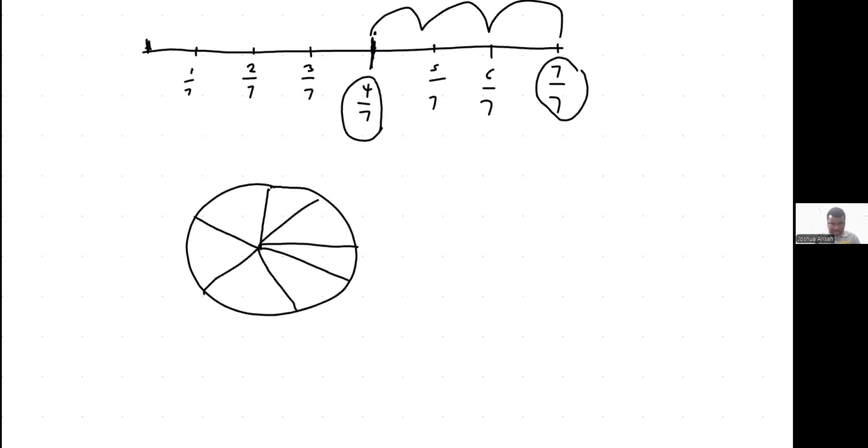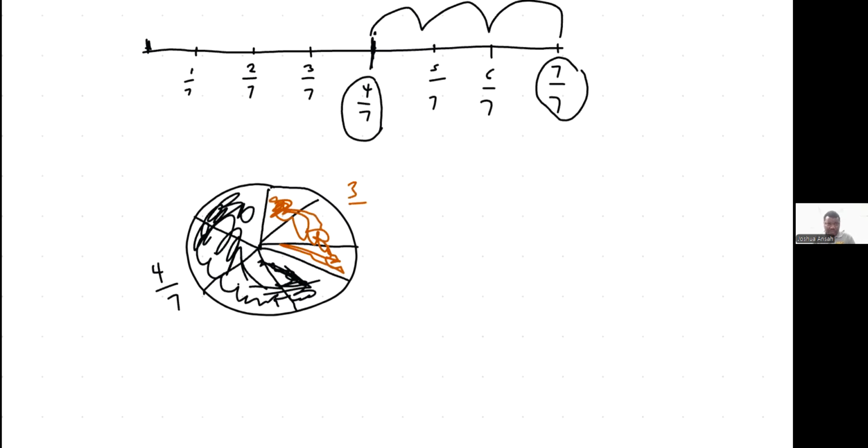So if I take 1, 2, 3, 4 parts, which is 4 out of 7, and then another part, which is 3 out of 7, and I put the 4 out of 7 together with the 3 out of 7, you can see that I'm getting 1, 2, 3, 4, 5, 6, 7. I'm getting 7 out of 7. So that is how it comes about.